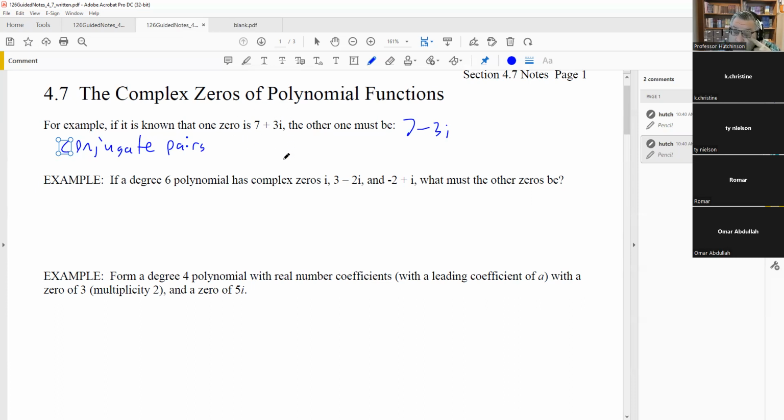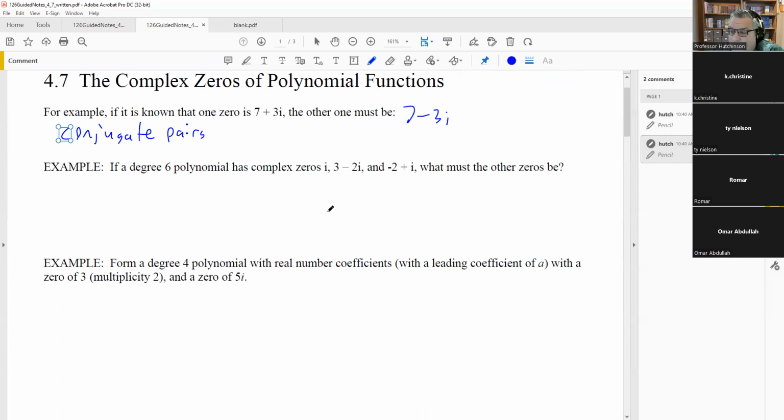So if 10 is 7 plus 3i, then the other one has to be 7 minus 3i. So here's another example that we have with that. If a degree 6 polynomial, they give you these complex zeros. It says, what must the other zeros be?